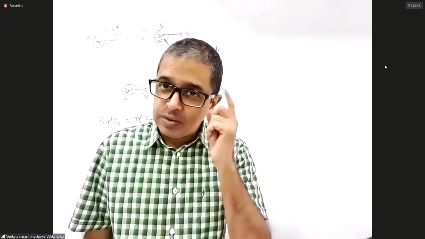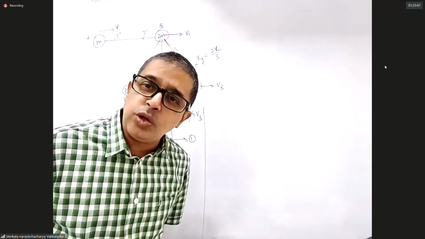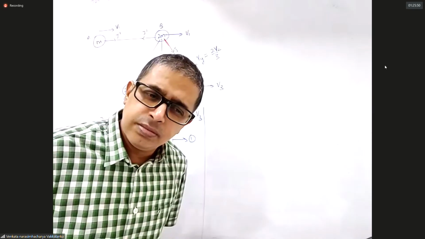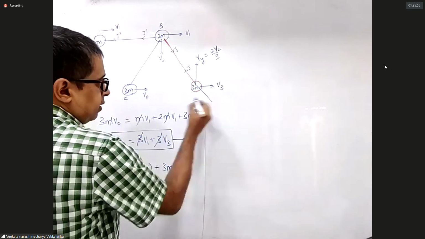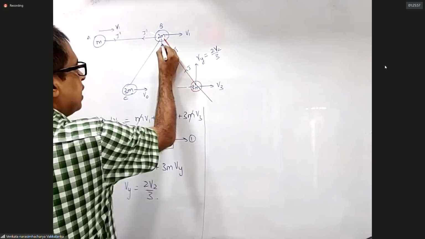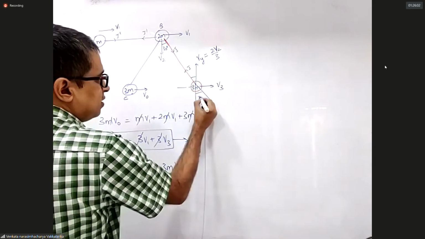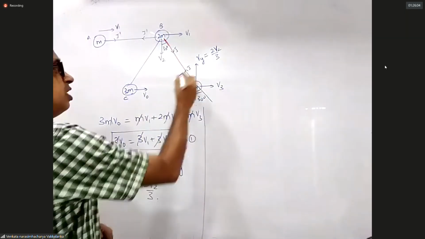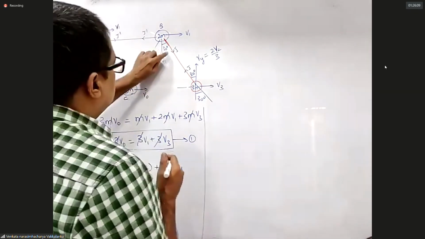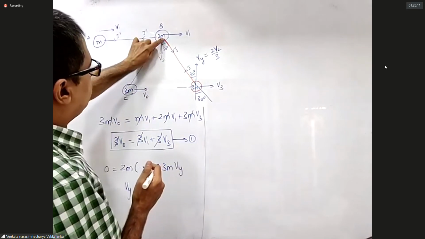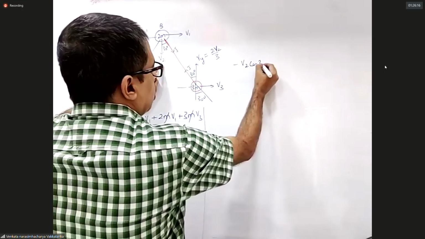One alternative that will strike my mind whenever I see a string is that the length of the string should remain constant. Now have a look at it. This angle is 30 degrees. This angle will be 30. This angle is 30 degrees. Yes or no? Now, V2 when I resolve along this string, it will be minus V2 cos 30.